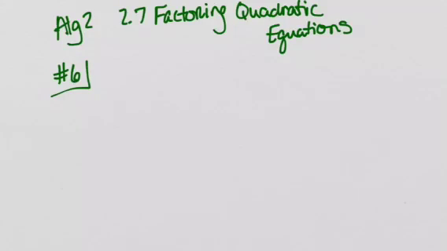Lesson 2.7 is on factoring quadratic equations. So the new part today was that we actually have an equation that we need to solve. And so I'm going to do number 6 for you. So it looks like this.